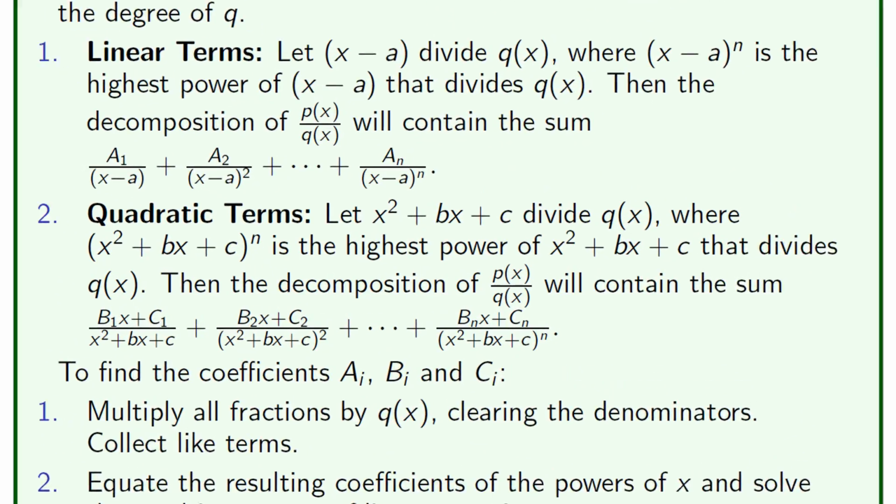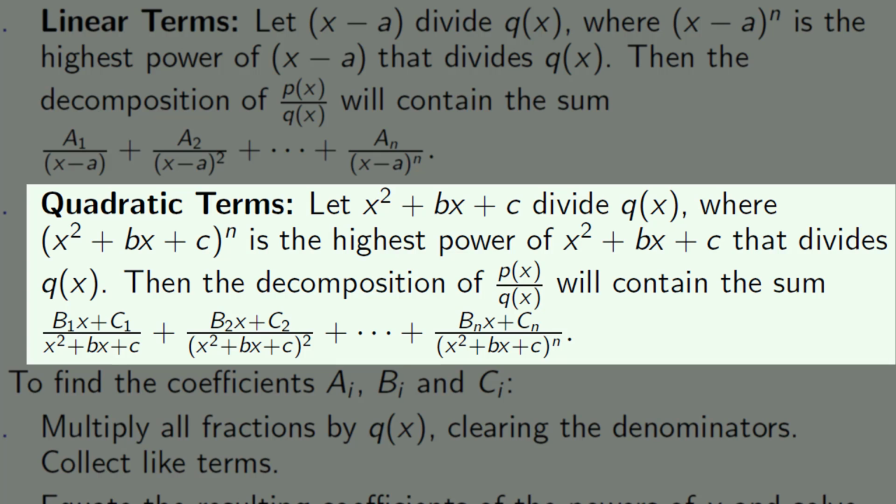Secondly, we'll look at the quadratic terms. We'll let x squared plus bx plus c divide q of x. And again, we'll take the highest power for that, if that's true, to be n. And then if we decompose it, well, it's just slightly different now. For the numerator here, instead of having the A's, we'll have a Bx plus C. And again, we'll have each one of those for each of the powers that we have.